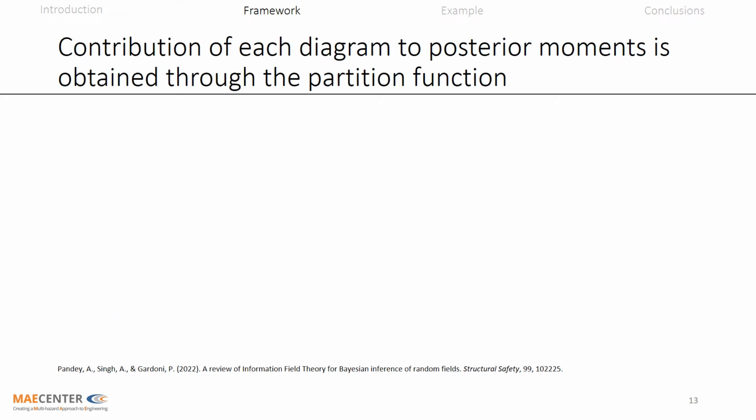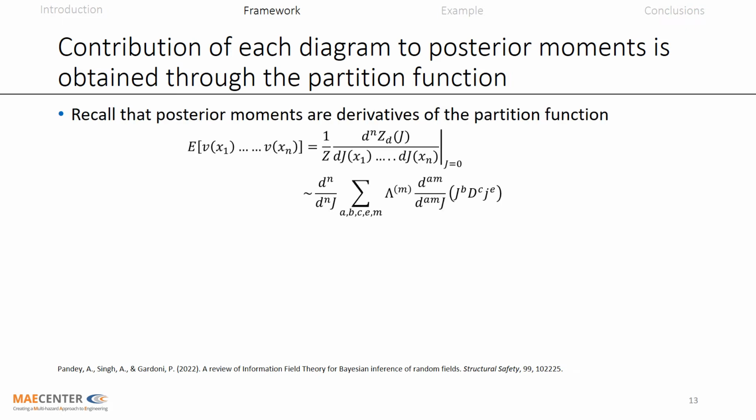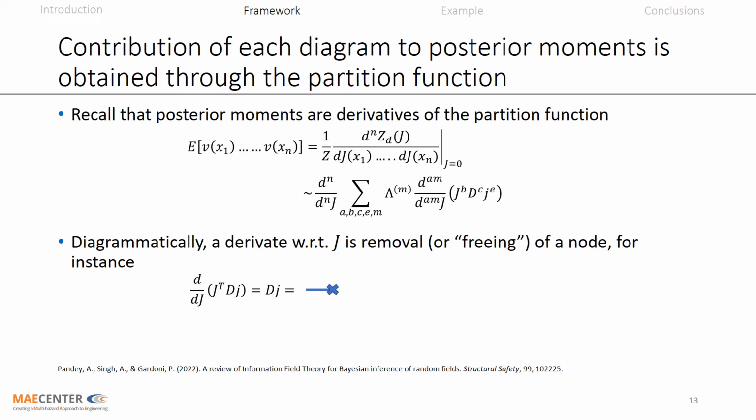The contribution of each such diagram to the posterior moment is obtained through the partition function. Recall that by taking the nth derivative of the partition function, we got the nth order moment. Therefore, diagrammatically, taking a derivative with respect to capital J is equivalent to removal or freeing of a node in the diagram. For instance, if we took the derivative of J transpose dj with respect to capital J, we get the expression dj, and equivalently in terms of the diagram, it is equivalent to removing the left hand side node that we saw in the previous slide, or freeing the left node.